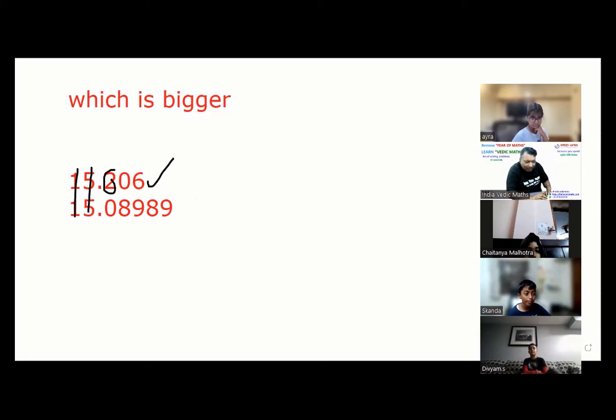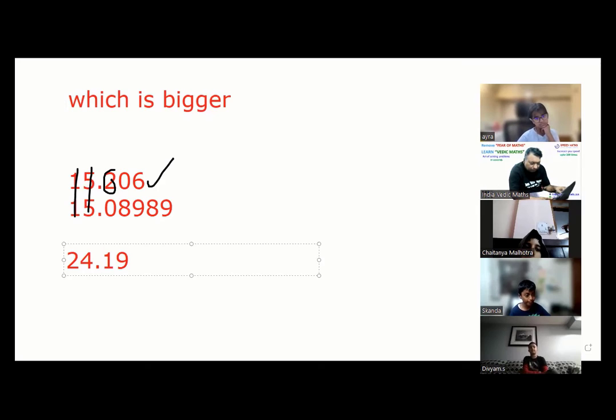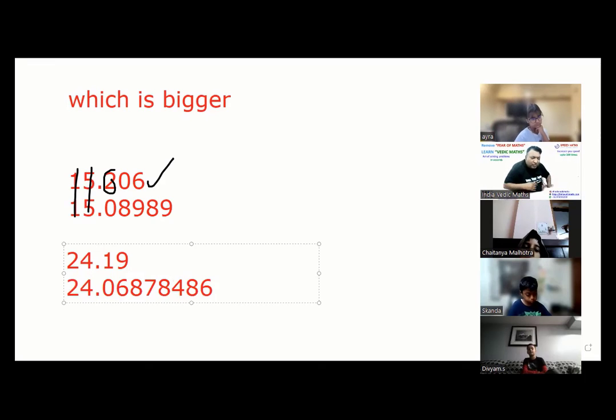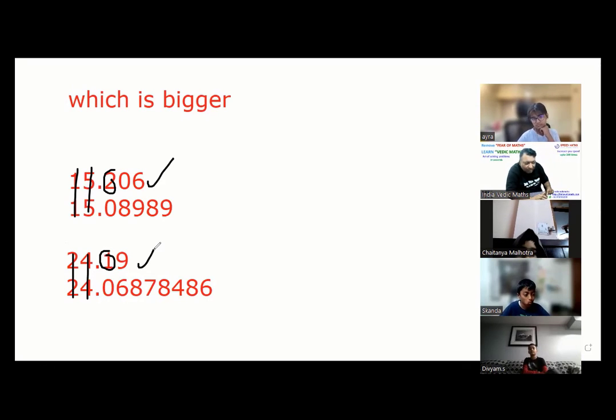Cool. Tell me, Panash. 24 point... Panash, which number is bigger and why? The top one, 24.19, because 24 and 24 are equal, but 1 is bigger than 0. Perfect. Everybody understood, Ira? Comparison is left to right, but this is easy. I am going to give you a very difficult question. Panash, good. Let's try one more.